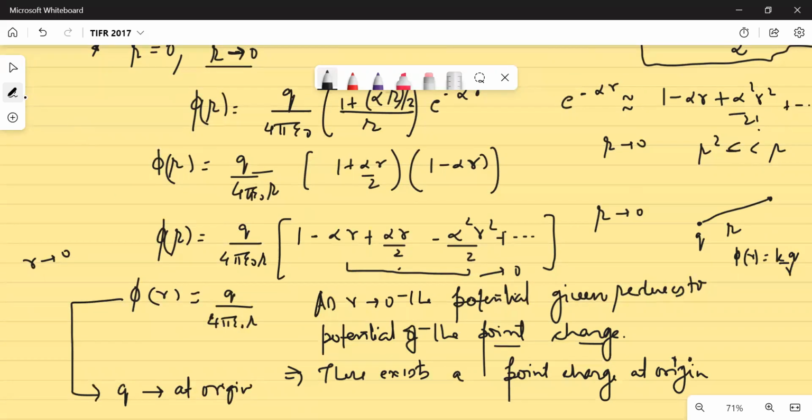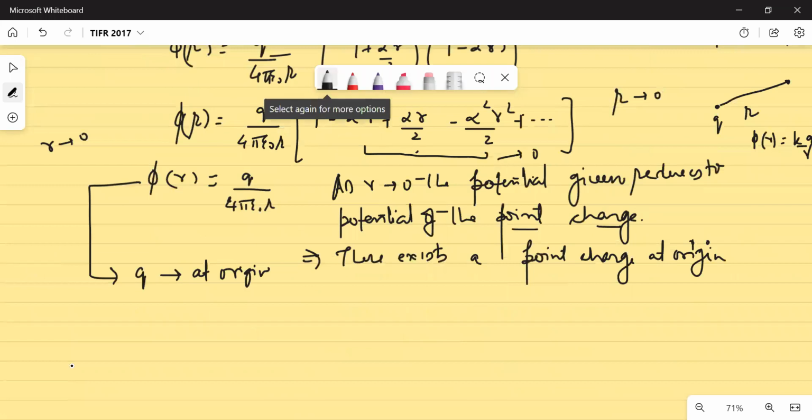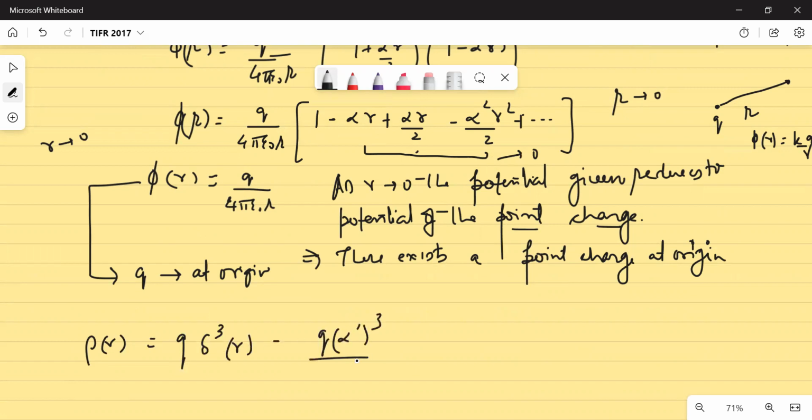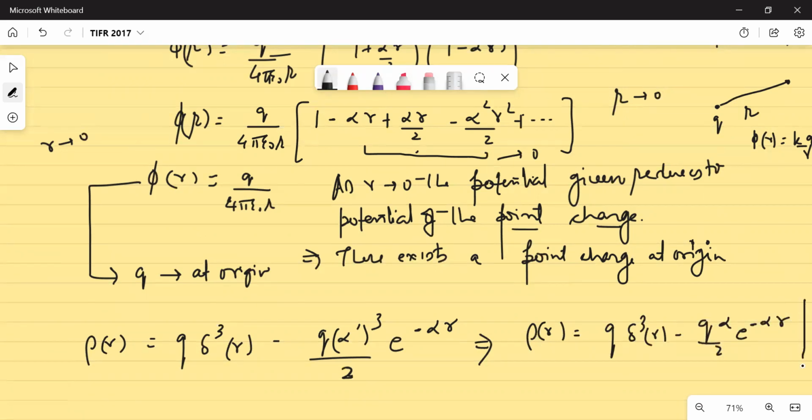And if q is at origin, then the volume charge density of such a point charge is written as q times Dirac delta of r. So overall, my charge density can be written as q times Dirac delta of r minus q times some constant alpha cubed divided by 2, times e to the power minus alpha r. In this, you again write some constant. So overall, I can write my charge density as q times Dirac delta of r minus q alpha over 2 times e to the power minus alpha r. So this is your correct option.